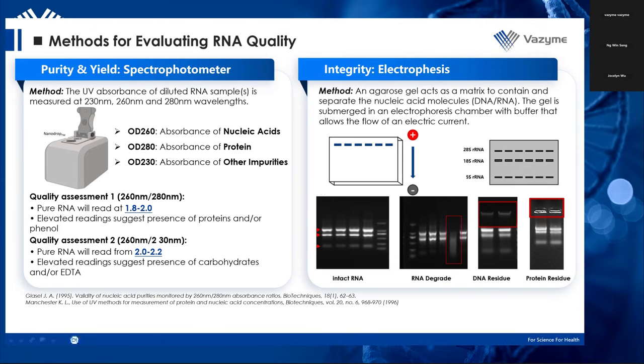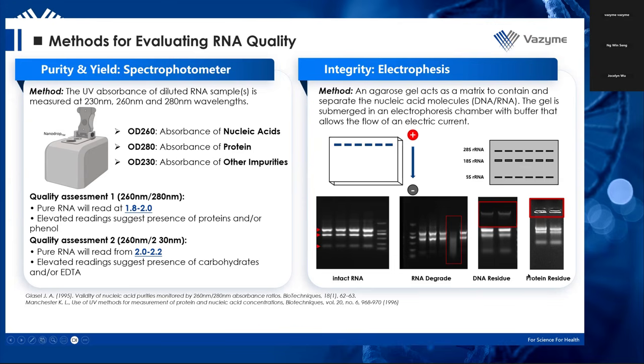So for intact RNA, you will see three distinct bands. If your RNA is degraded, just the same as DNA, it will be smeared. If there is DNA residue, like genomic DNA residue, then you will see a very thick band at the top part. This is very heavy, right? gDNA will be at the very top part here.